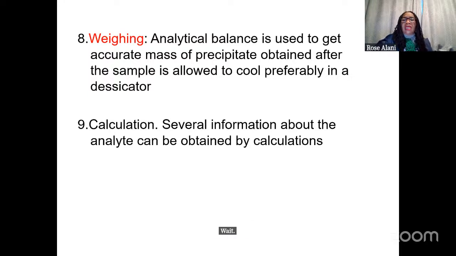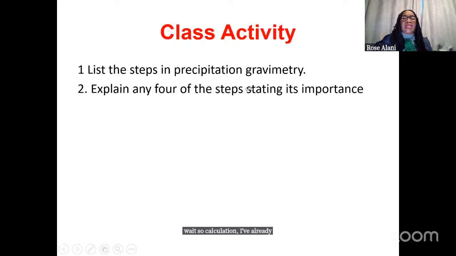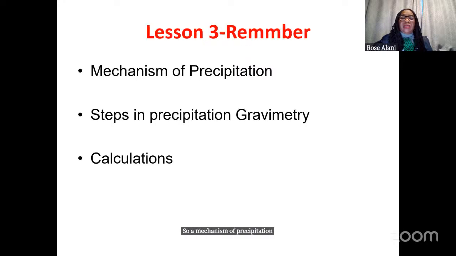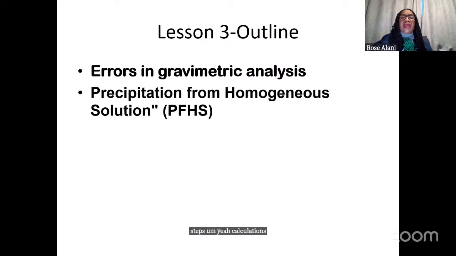So calculation, I've already showed that to you, an example also. So now, list the steps in precipitation gravimetry. That's a question. Explain any 4 of the steps stating the importance I've just explained to you. So mechanism of precipitation, steps, calculations. There are errors in gravimetric analysis. So you should carry out your precipitation from homogeneous solution.